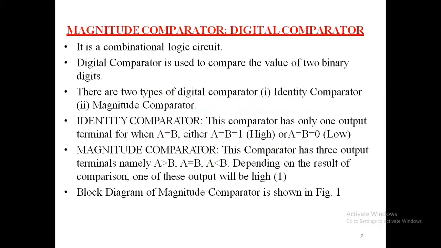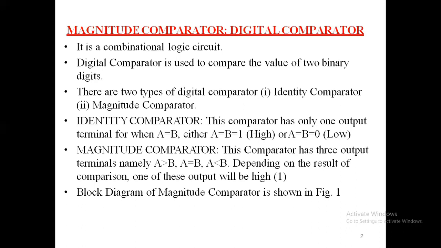A magnitude comparator is also a combinational circuit. A magnitude comparator compares two values and determines whether one is greater than, less than, or equal to the other. It is a combinational circuit that compares two numbers A and B and determines their relative magnitude, whether A is greater than, less than, or equal to B.